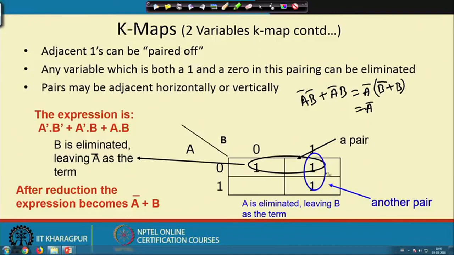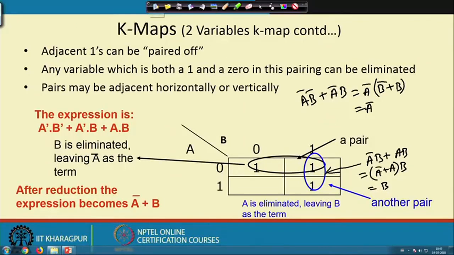Similarly, if you look into this term, this is nothing but A bar B plus A B. In a similar form, you can take this B common, A bar plus A into B, and A bar plus A equal to 1. So, you get a B here. Here the term A has been eliminated. So, in this way, once we have represented the function in Carnot map, we automatically do this type of grouping and eliminate variables for getting the minimum form.